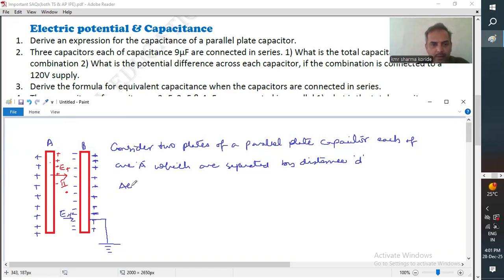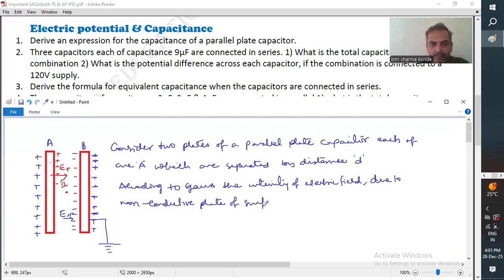According to Gauss law, the intensity of electric field due to charge distribution, particularly due to a positively charged non-conducting plate of surface charge density sigma, is E equal to sigma by 2 epsilon naught. This is E due to the positive plate.